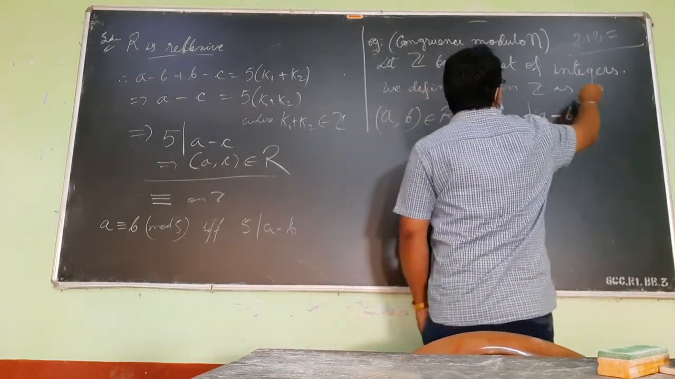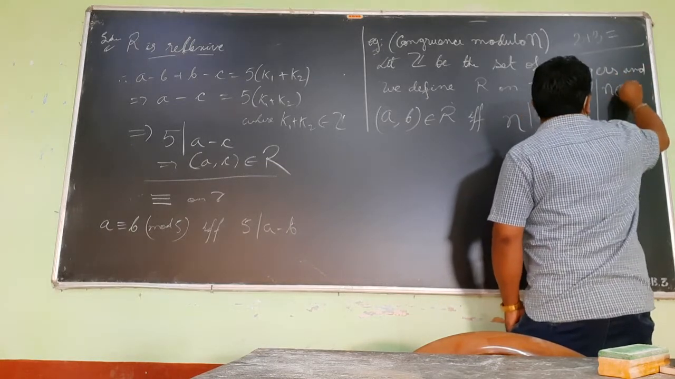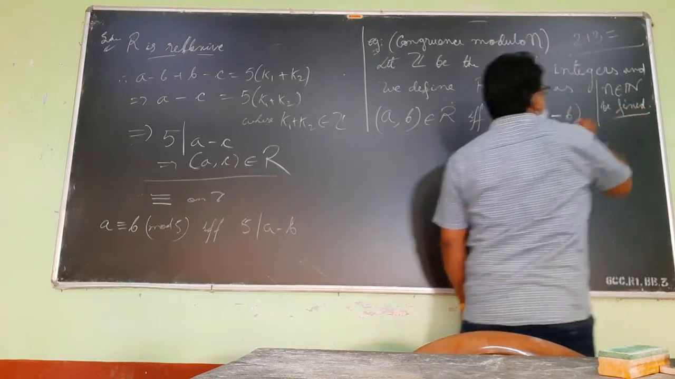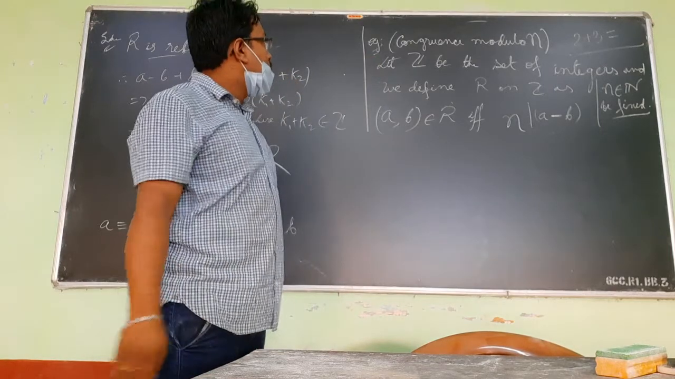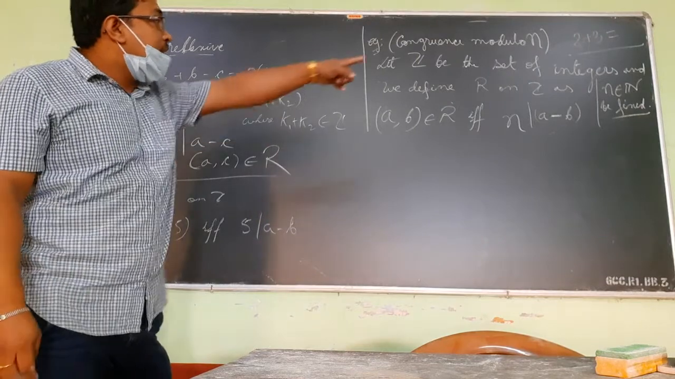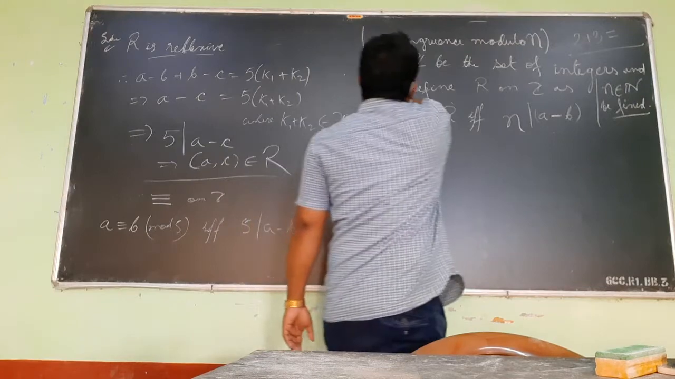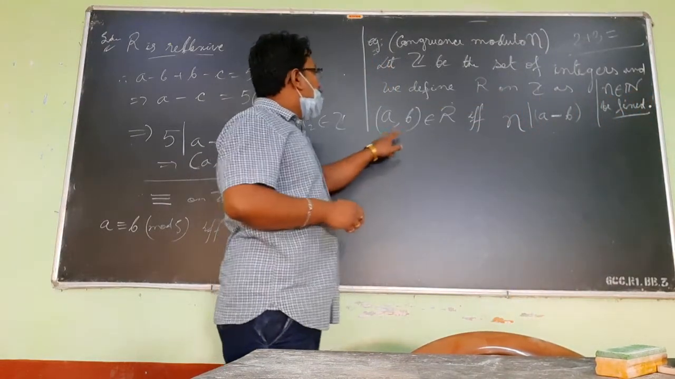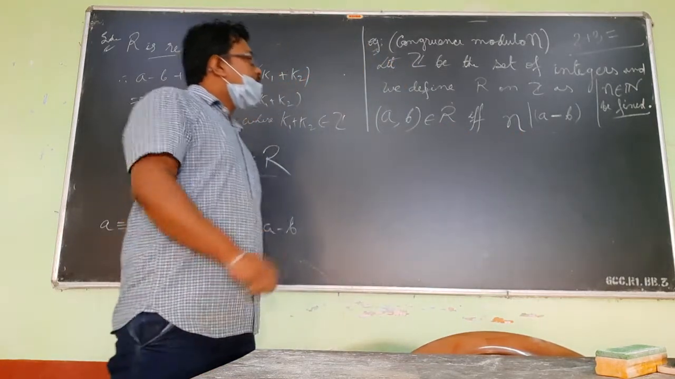Let Z be the set of integers, and n belongs to the natural numbers be fixed. This is a fixed natural number. So this is your next example: congruence modulo n. Let Z be the set of integers, and let n be a fixed natural number. After this we define R on Z as (a, b) belongs to R if and only if n divides a minus b.